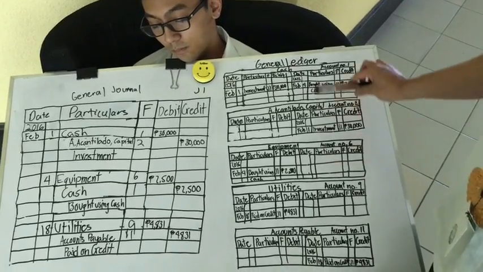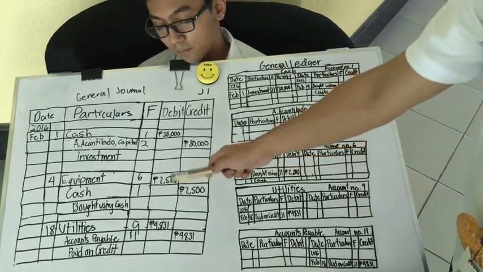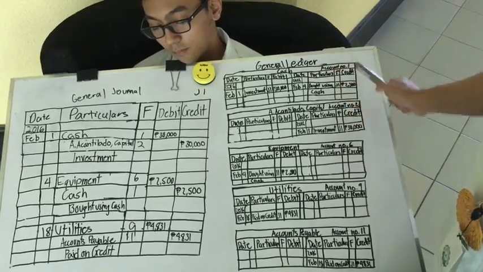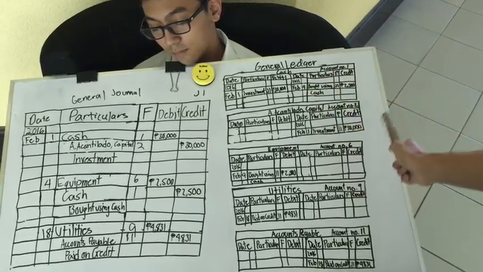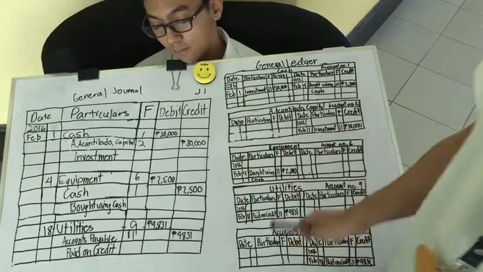Keep in mind, after you have posted for a particular date, you have to write the account number in the folio column of the general journal to show that it was already posted.